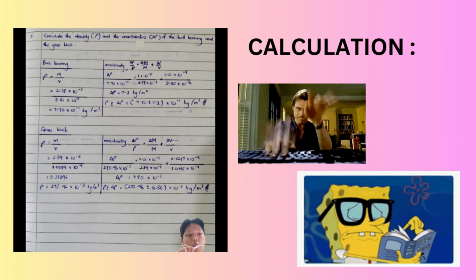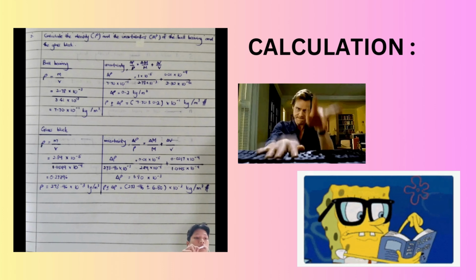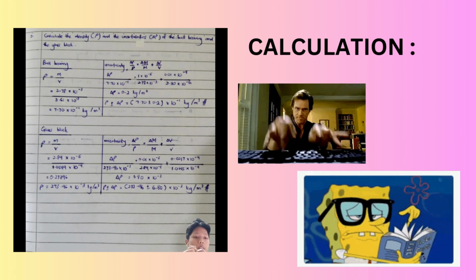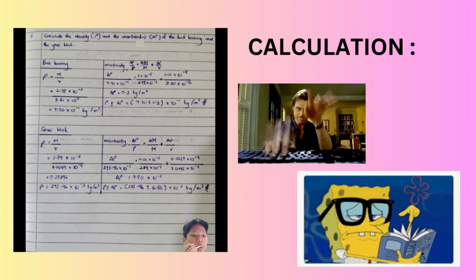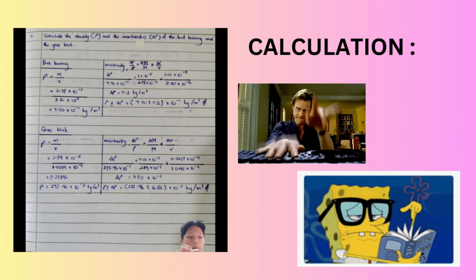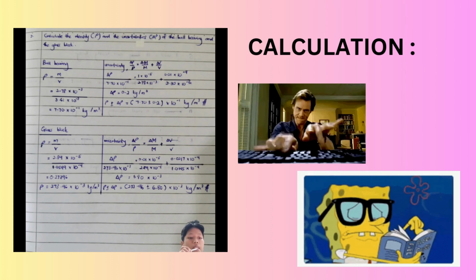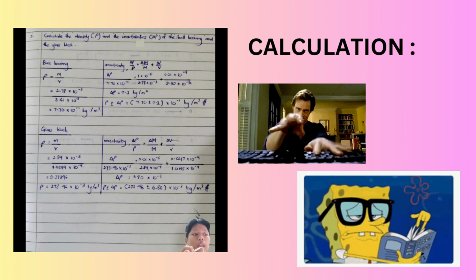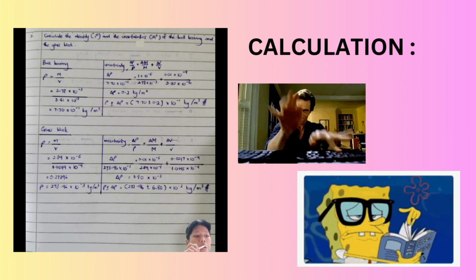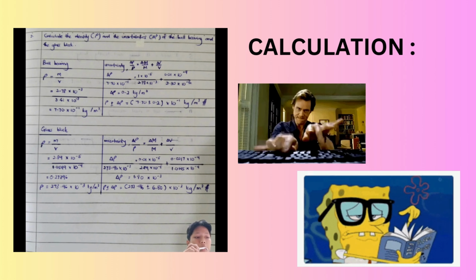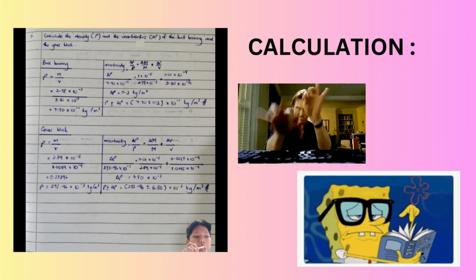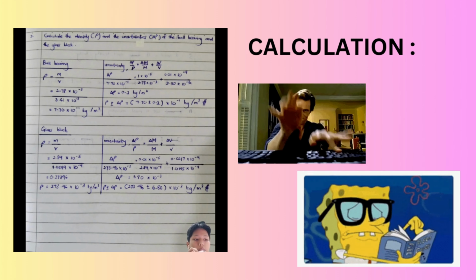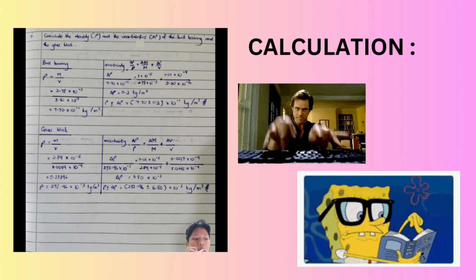So question number 2 asks to calculate the density and the uncertainty of the ball bearing and the glass block. To calculate the density of the ball bearing, we must use the formula M over V, which is mass over volume. And the density of the ball bearing is 7.70 times 10 to the power of negative 1. So for the uncertainty, we must use delta P over P equal to delta M over M plus delta V over V. And the answer is 0.2. So P plus minus delta P of the ball bearing is 7.70 plus minus 0.2 times 10 to the power of negative 1.